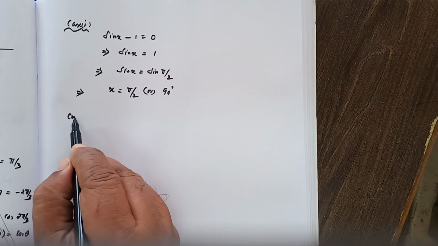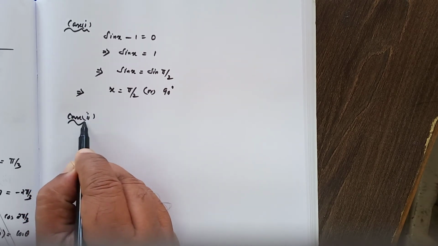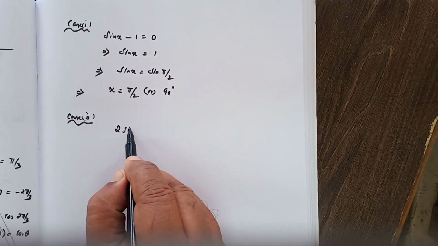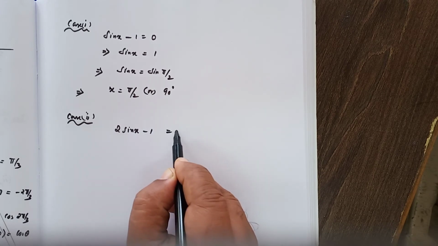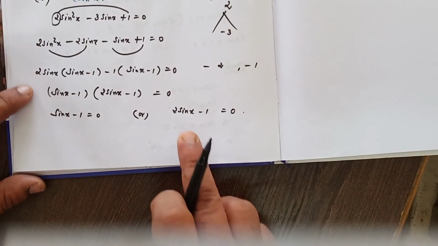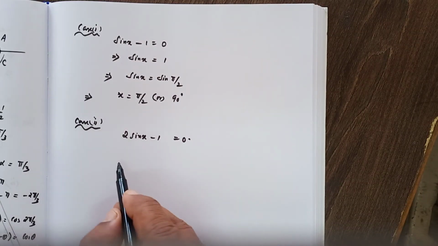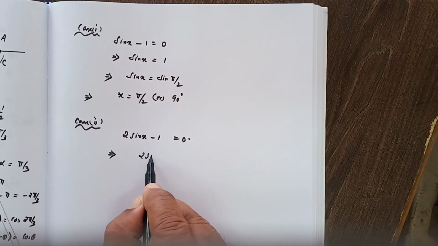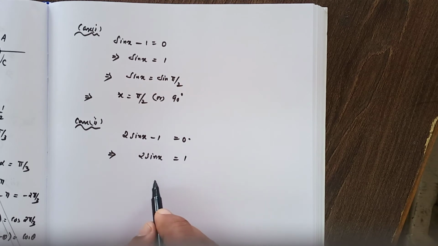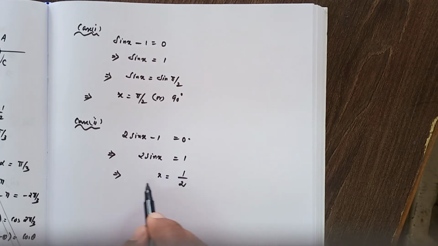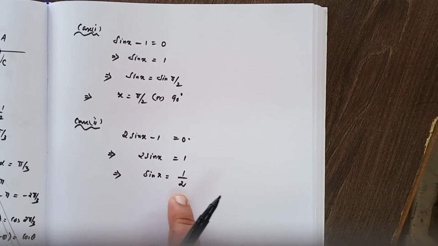Case 2, 2 sin x minus 1 equal to 0. Here it is 2 sin x minus 1 equal to 0, which implies 2 sin x equals 1, which implies sin x that is equal to 1 by 2. Here sin x is positive value.